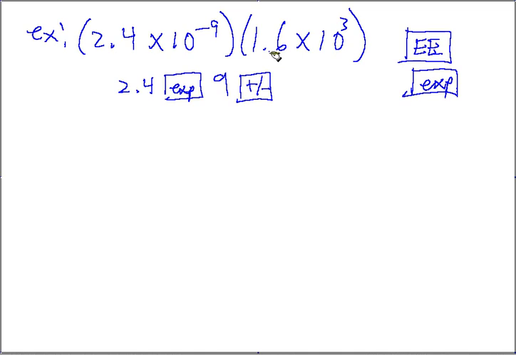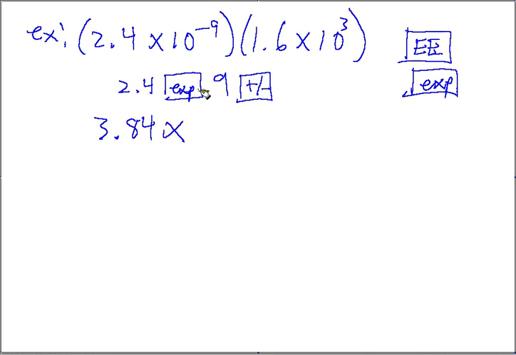All right, so let's do that. Let me punch that into my calculator here. Give me a second on that. 2.4 times 1.6 is 3.84. So I get 3.84 on my calculator. 3.84, all right? Now, how do I multiply 10 to the negative 9 times 10 to the third?